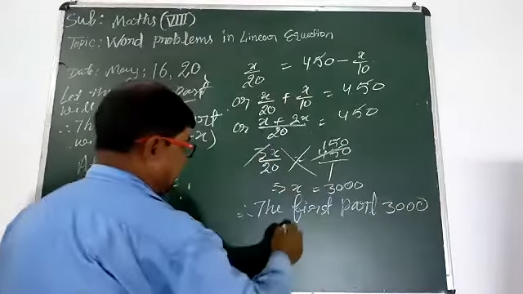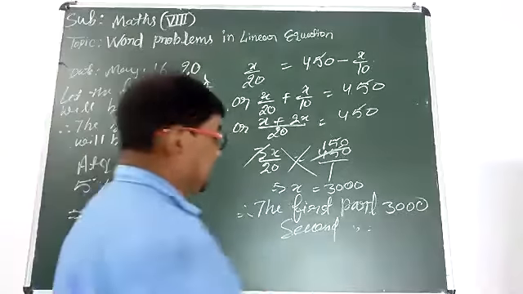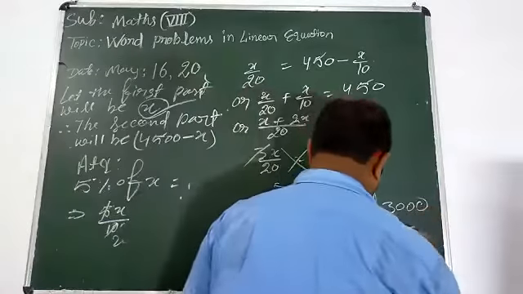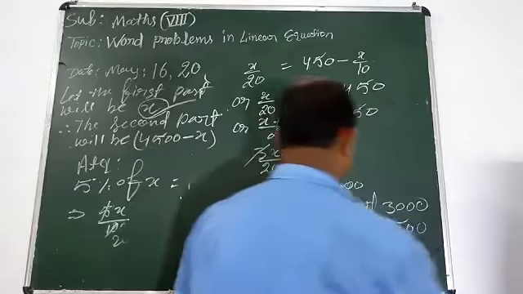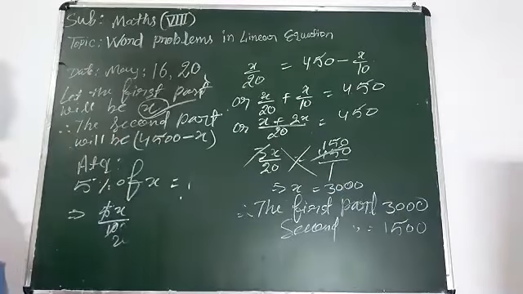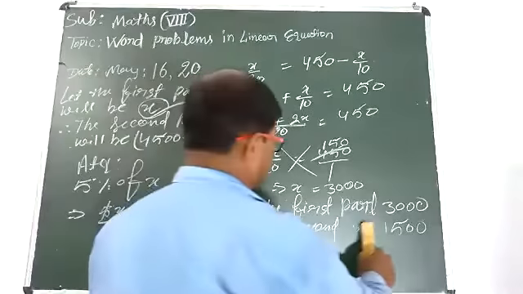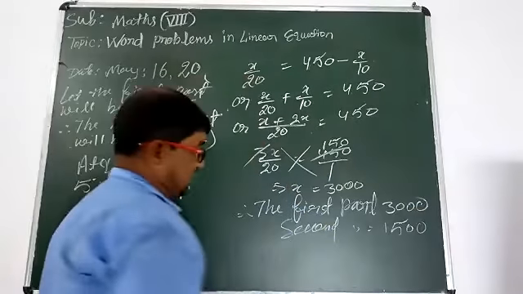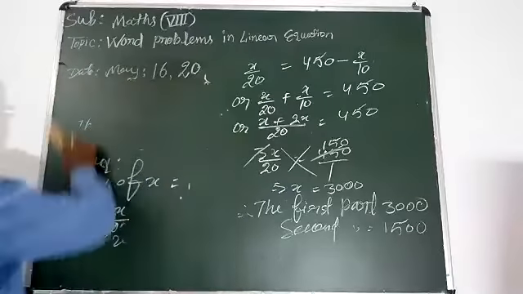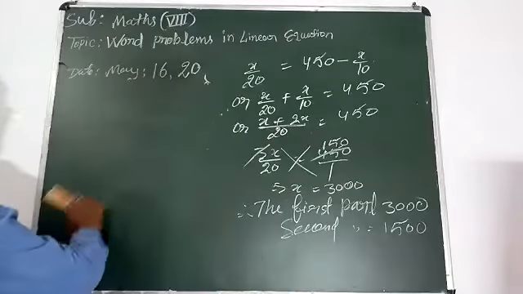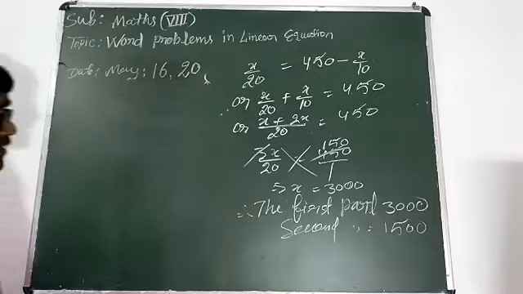Second part equal to: the total sum is 4500, the first part is 3000, so the remaining is 1500. First part is 3000. Second part is 1500. Understood? You can check the solution also. Okay. Are you remembering how we can check the solution?